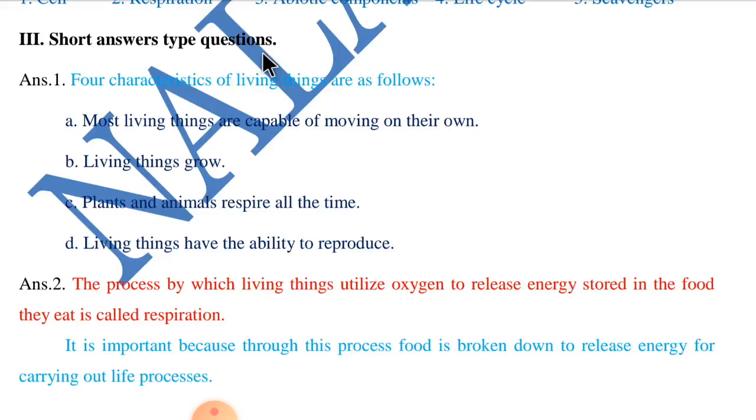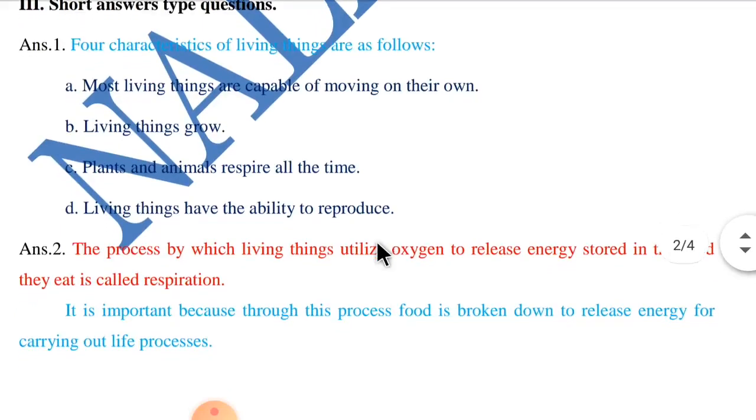Question number 1. State any 4 characteristics of living things. So 4 characteristics of living things are as follows. Most living things are capable of moving on their own. Living things can grow. Plants and animals respire all the time. Living things have the ability to reproduce. So these are the main 4 characteristics of living things.